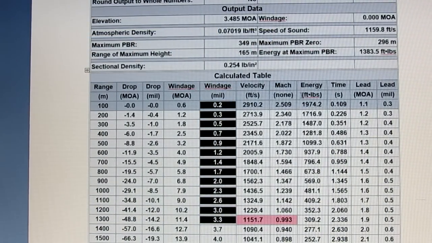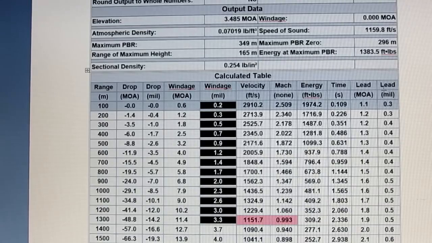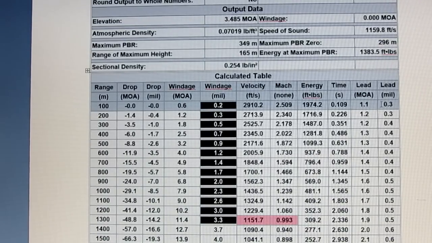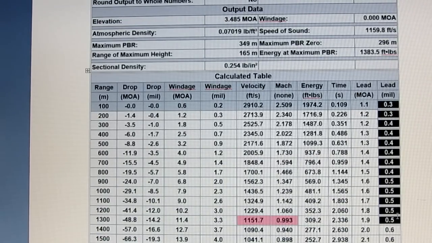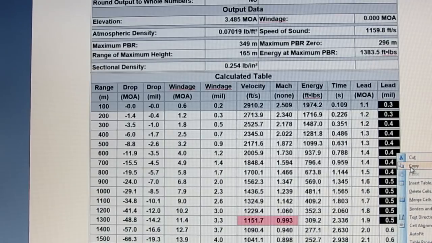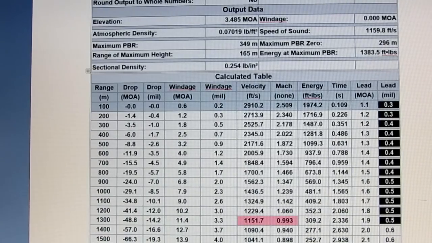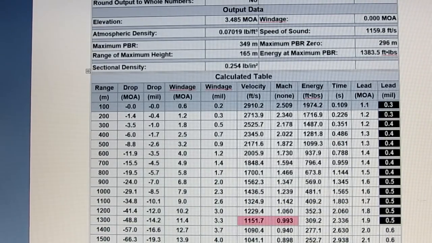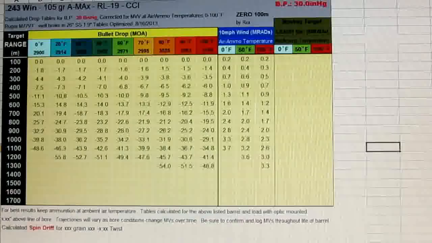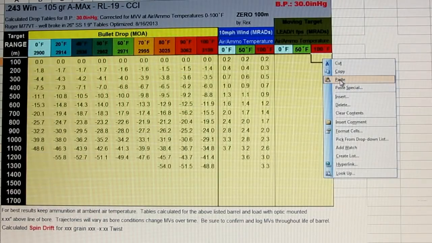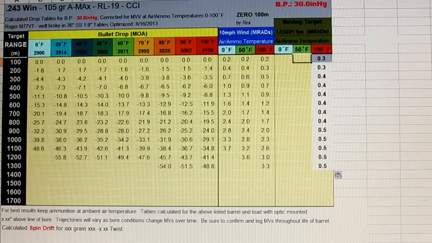We'll start at 100, being that we're here already. So our lead, we're going to do that in mils as well, and for the same reasons, your moving targets are not always going to be constant. It's going to be hard to dial in for a moving target. You're going to want to lead that by hold off in mils. So there's our moving targets for that.